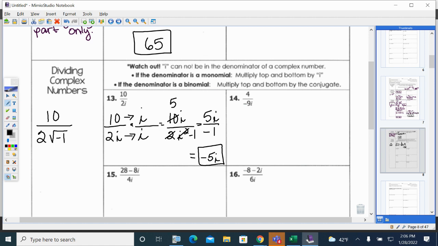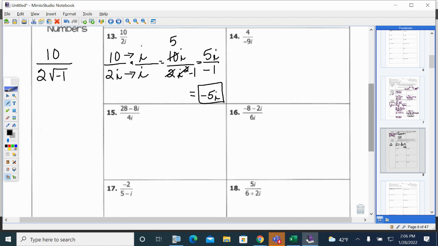Let's look at number 15. Number 15 says 28 minus 8i divided by 4i. The denominator is still a monomial. A 4i is one term. It's a monomial. We're going to work this like we did the last one and multiply the top by an i and the bottom by i.